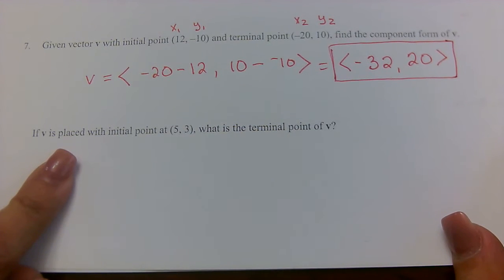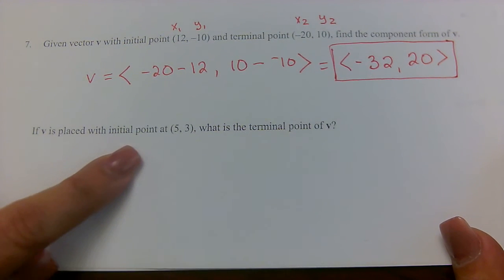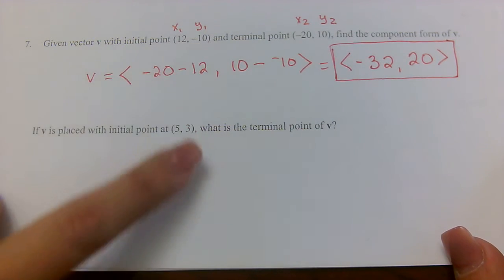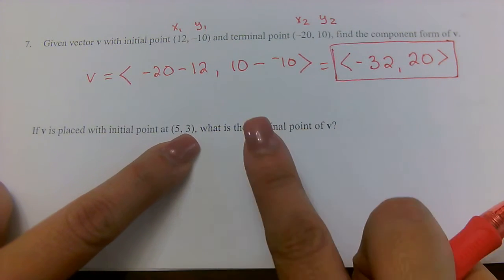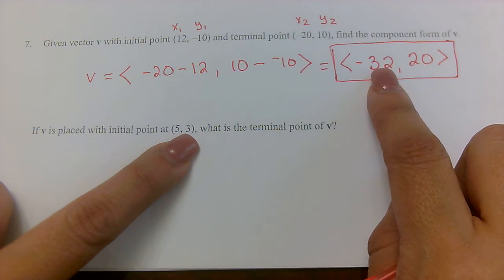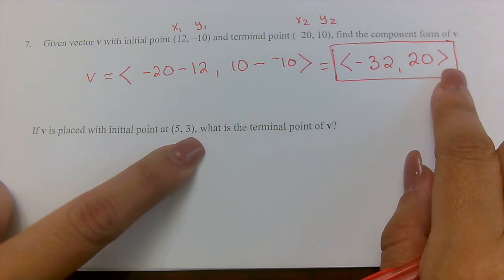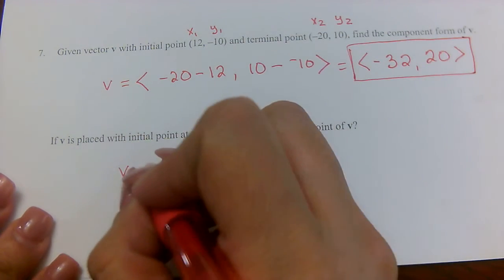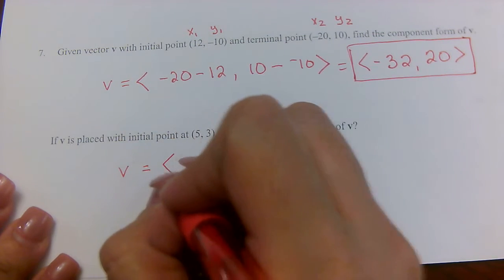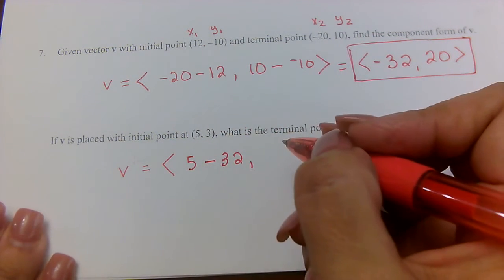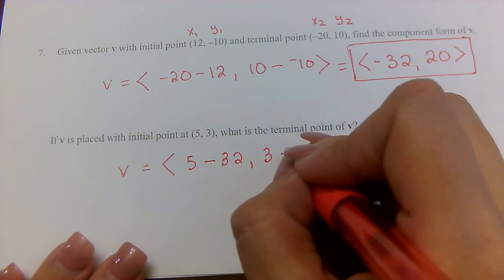Now, the second part of 7 says if V is placed at an initial point of 5, 3, in other words, this is not the initial point, this is going to be our new initial point, where would the terminal point be? Well, all we're going to do is subtract 32 from X and then add 20 to Y. So we're going to go ahead and do V would equal 5 minus 32, 3 plus 20.